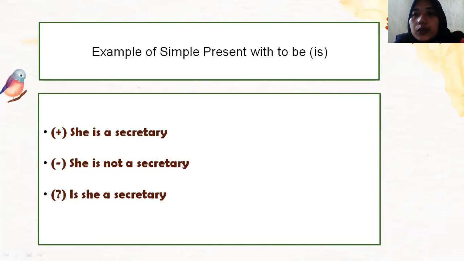Examples of simple present with to be is. Positive: she is a secretary. Negative: she is not a secretary. Interrogative: is she a secretary? For is, we use the subject she, he, it.